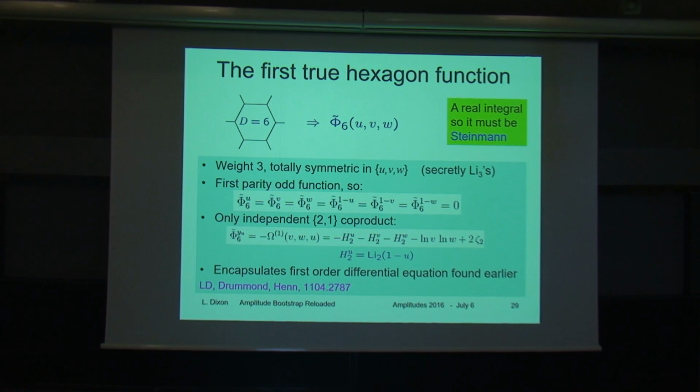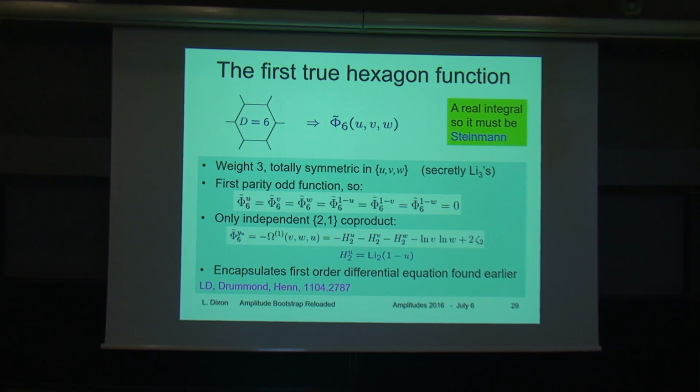Now, the very first true hexagon function that has a parity odd letter in it is the d equals 6 scalar hexagon integral, which we call phi 6 tilde. It first appears at weight 3, and it's totally symmetric in u, v, and w. It could be written in terms of classical polylogs, but because those are few and far between in this story, we don't really pay much attention to that. What we do like to do is describe it, like everything else, in terms of its coproducts.